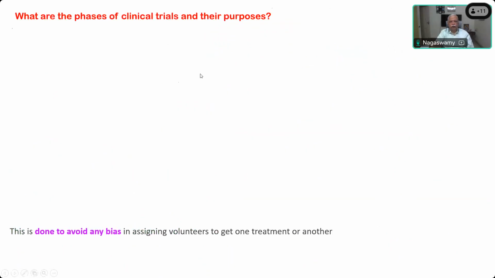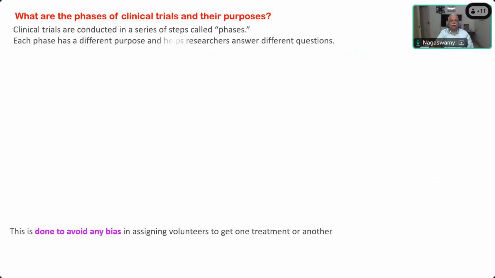What are the phases of clinical trials and their purposes? There are four phases: phase 1, phase 2, phase 3, and phase 4. What is the purpose of those 4 phases? What are the things that are done in these 4 phases? To rule out adverse drug reactions, maximum drug dosage, to calculate the range of drugs, sir. Very good. Excellent.